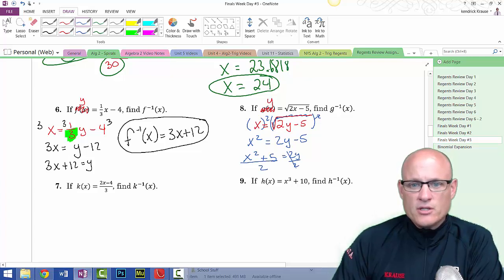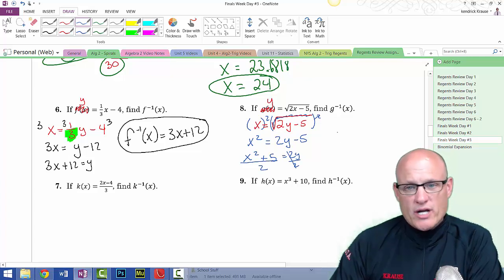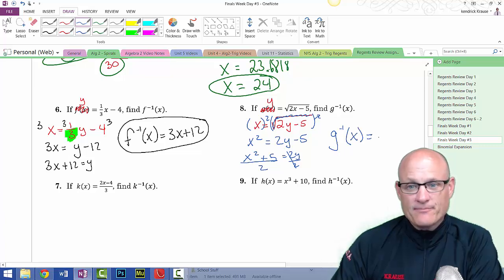Divide by 2. So my final grown-up answer is g inverse. G, that's a lovely function. G, math is hilariously funny. G, I nailed this question. x squared plus 5 over 2. Nailed it.